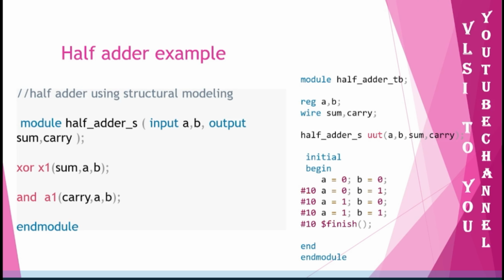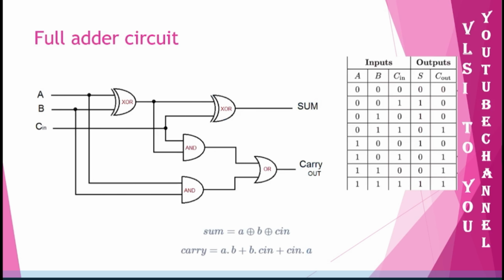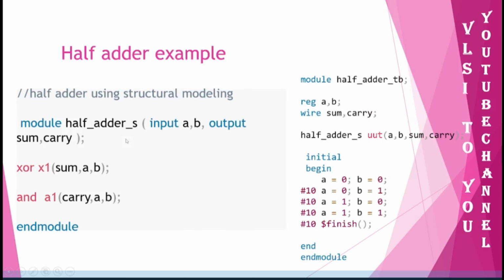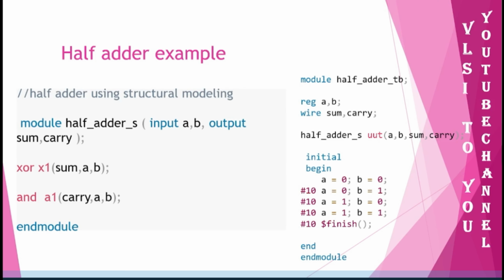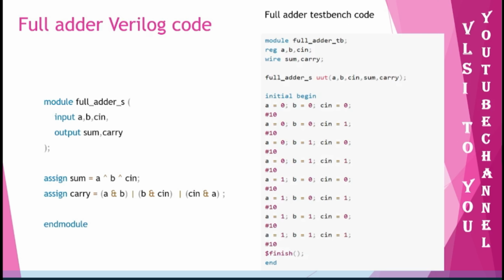So this is the half adder code. Now for the same thing, if we are going to write the full adder, this is also the same. Since we have the expression sum is A XOR B XOR Cin, and carry is A.B + B.Cin + Cin.A, with this expression you are going to draw the structure, and with that structure you are going to write your code.